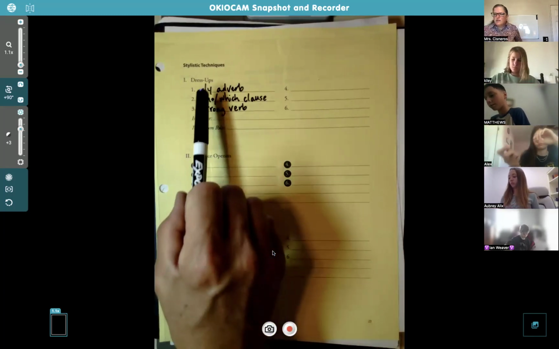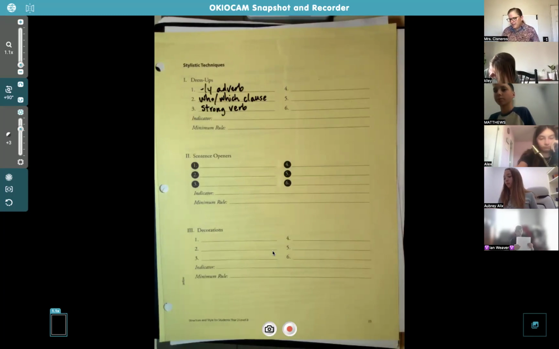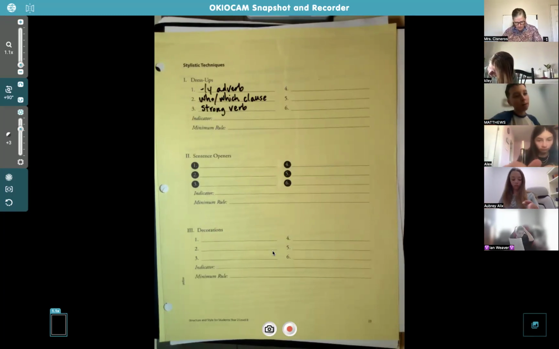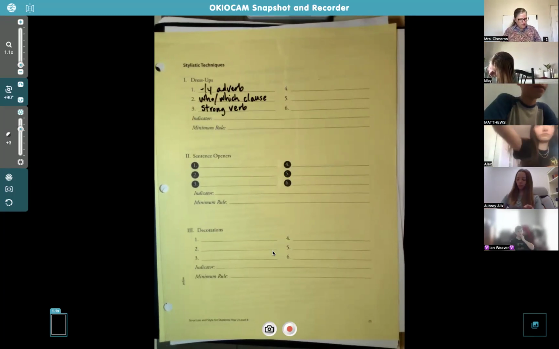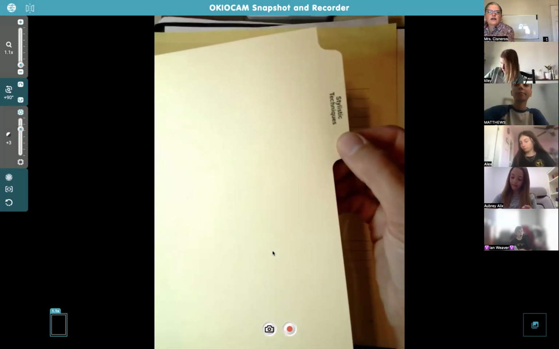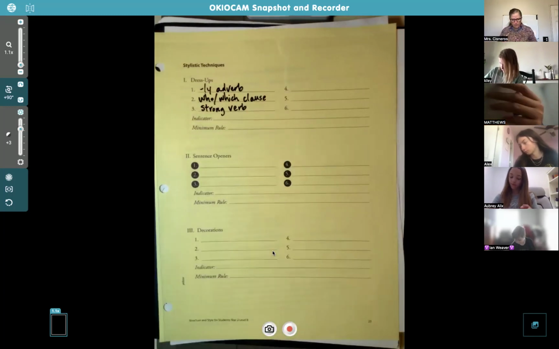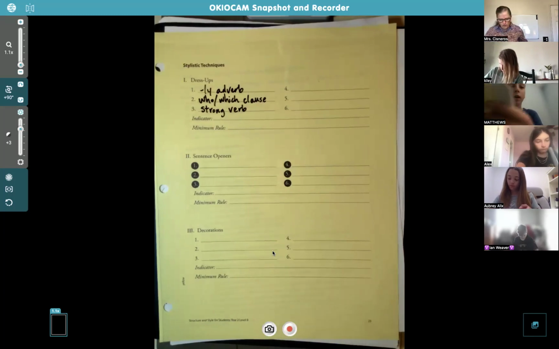Once you add these three things on here under dress ups, then you can put this yellow page behind the stylistic techniques tab. This is the stylistic techniques tab, looks like that. What are we putting back there? Behind that, we're putting this yellow page here, Matt. Page 23.